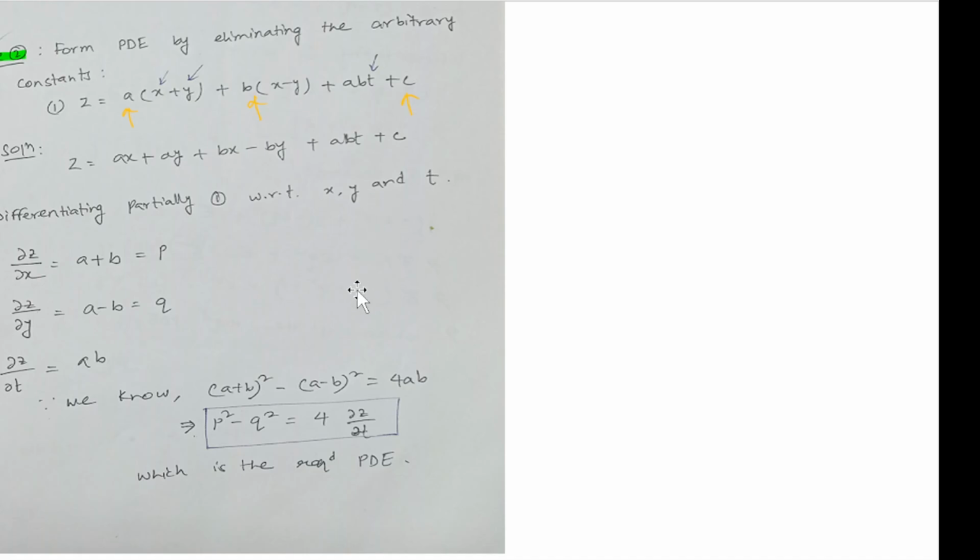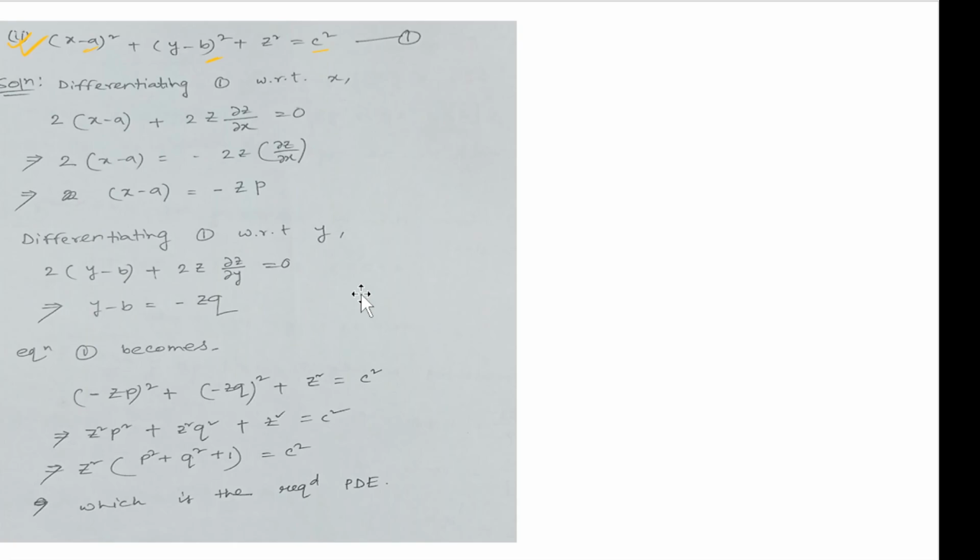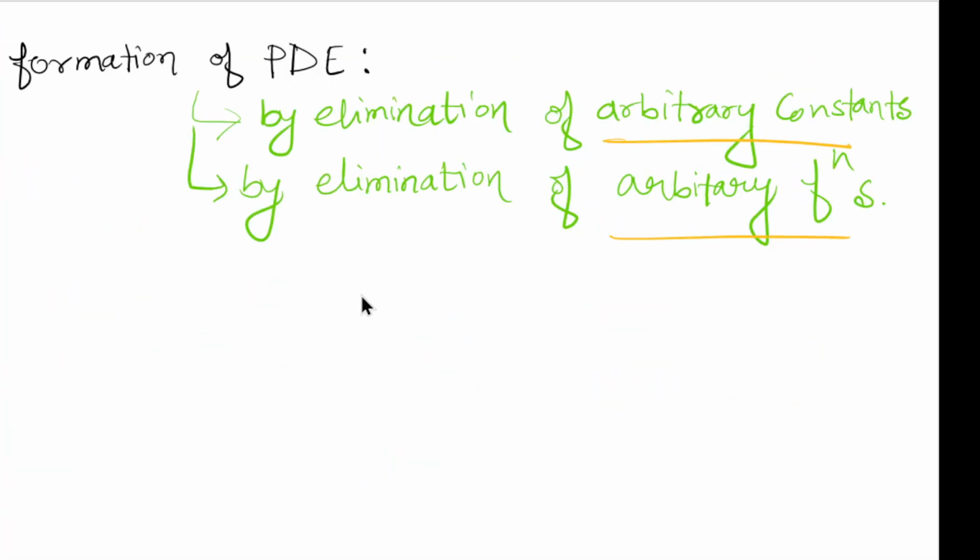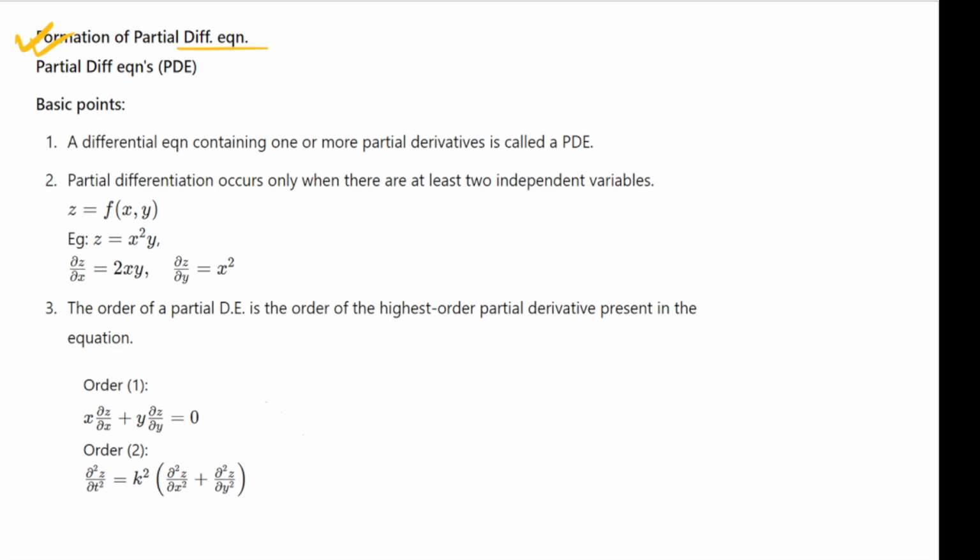Before solving these three problems, I want to talk about some very basics so that you can understand it more properly and clearly, and have a very basic idea and clear concept about partial differential equations. So here are the key points. A differential equation containing one or more partial derivatives is called a partial differential equation. Partial differentiation occurs only when there are at least two independent variables. You need to have at least two independent variables.